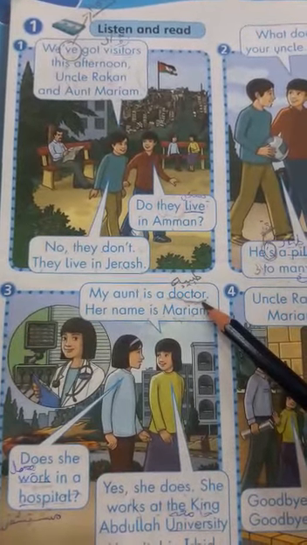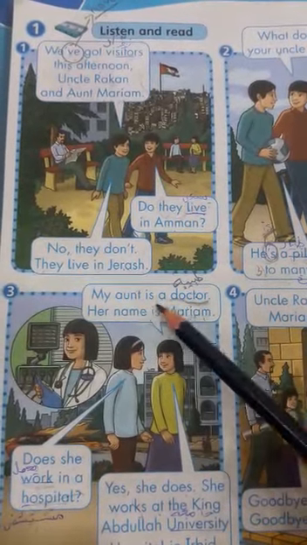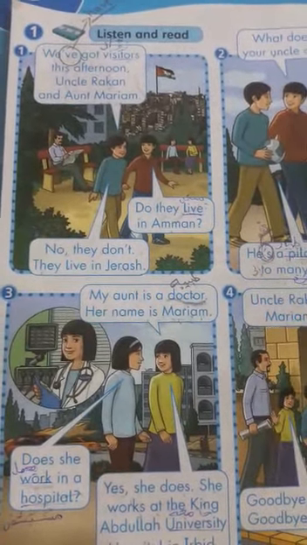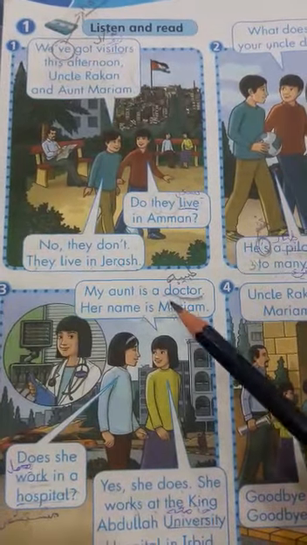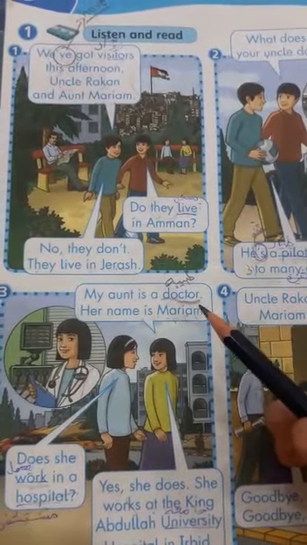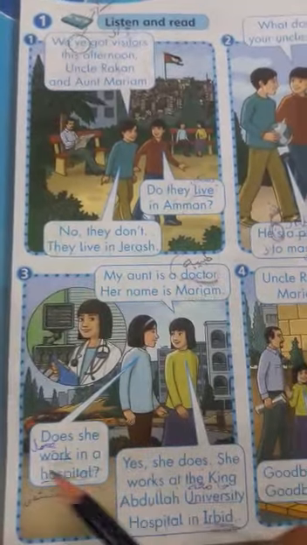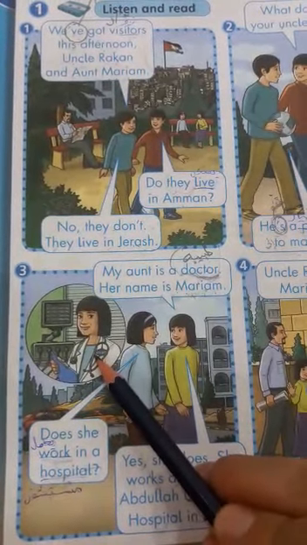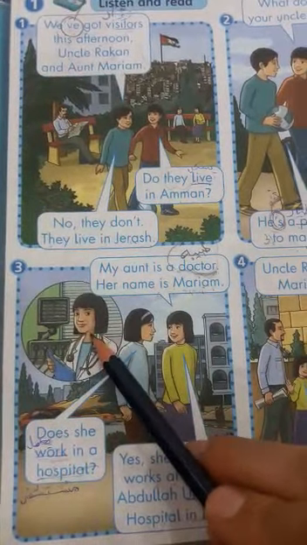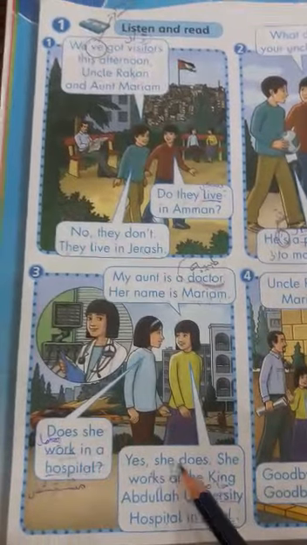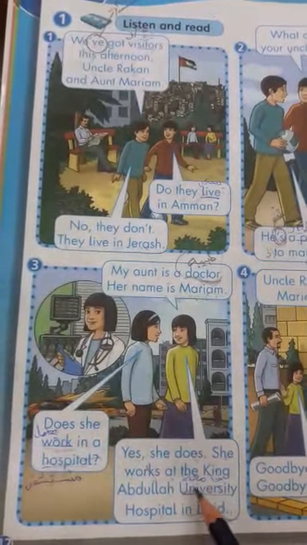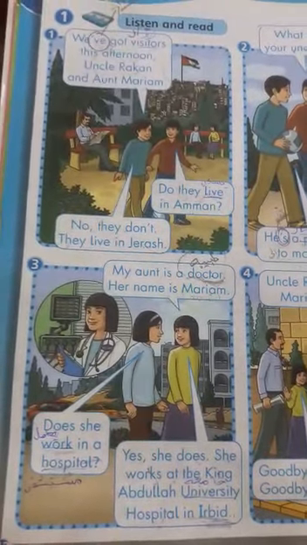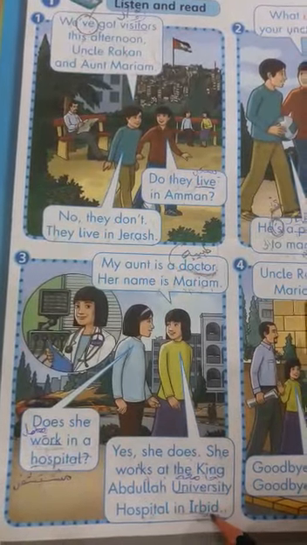My aunt is a doctor. Her name is Miriam. So what does Aunt Miriam do? Is she a teacher? No, she isn't. Is she a pilot? No, she isn't. She is a doctor. Does she work in a hospital? Work, hospital. Does a doctor work in a hospital? Of course. Yes, she does. She works at the King Abdullah University Hospital in Irbid.